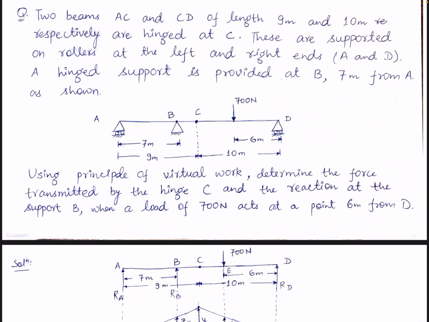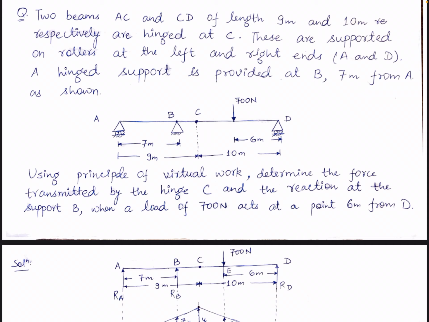Now let us try to solve one more beam problem. It is stating two beams AC and CD of length 9 meter and 10 meter respectively. So the total span is 19 meter, 9 meter plus 10 meter, and one hinge is there at point C. These are supported on rollers at left and right ends, that is A support and D support will be your roller supports. A hinge support is provided at B. So B is a hinge and it is at a distance of 7 meter from the left support, that is from support A.